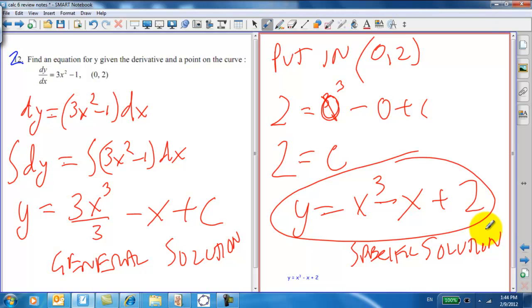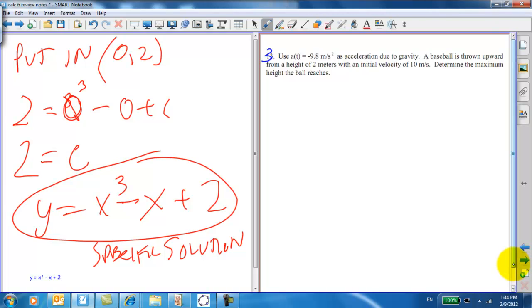Now on the calculator to check this, you could actually just take the derivative of this and make sure that 0, 2 works in, because the calculator is only going to do the antiderivative of this. It's not going to tell you the constant of integration. You have to figure that out.